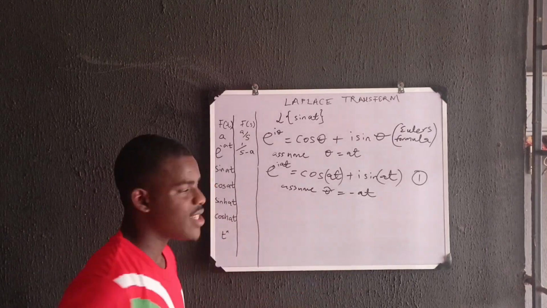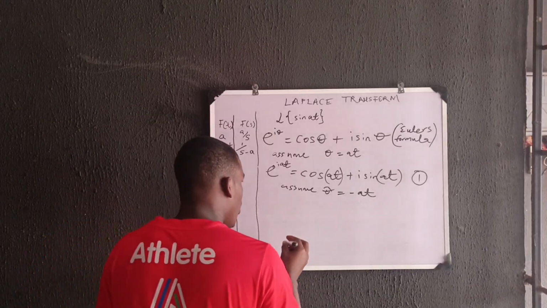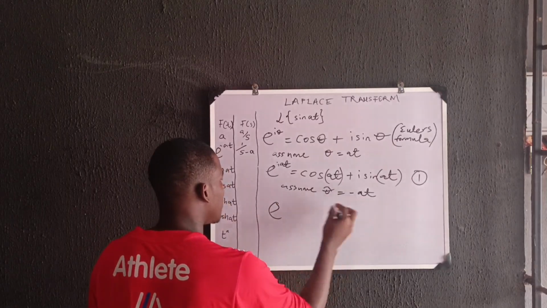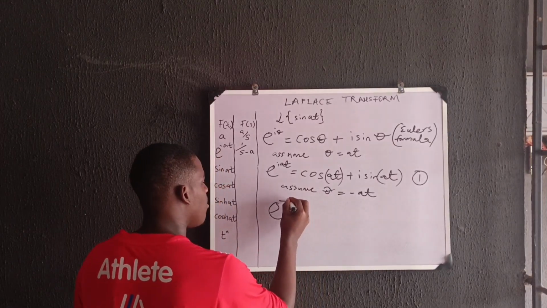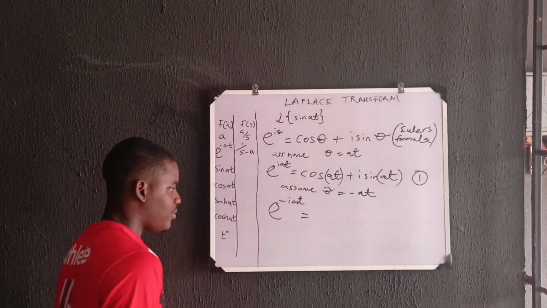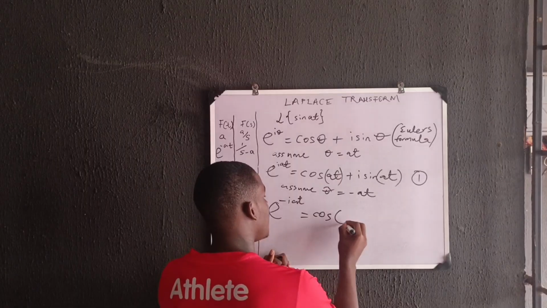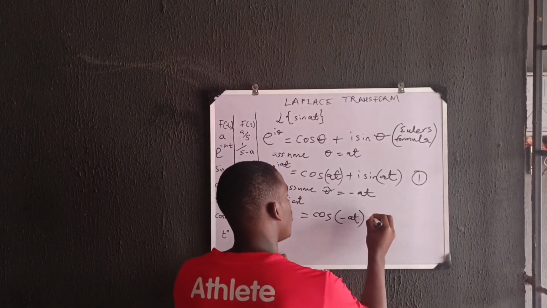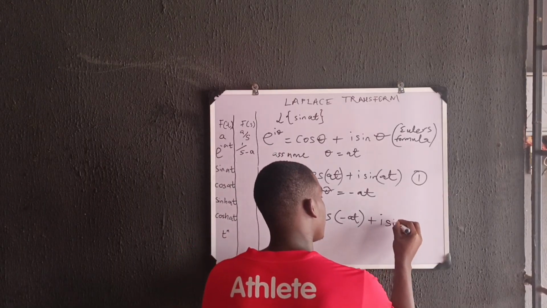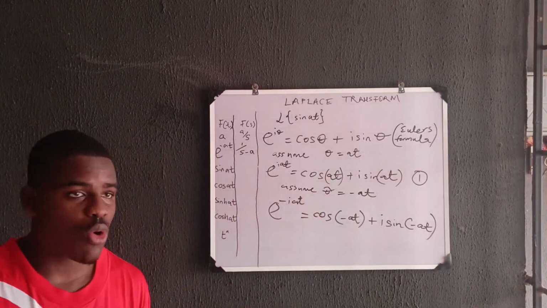Now, we are going to go to the second equation. We are going to create a second equation, and it goes like this. Since theta is equal to negative at, we are going to have e to the power of minus i at equal to cos of negative at plus i sine of negative at. Now, it's not going to end here.